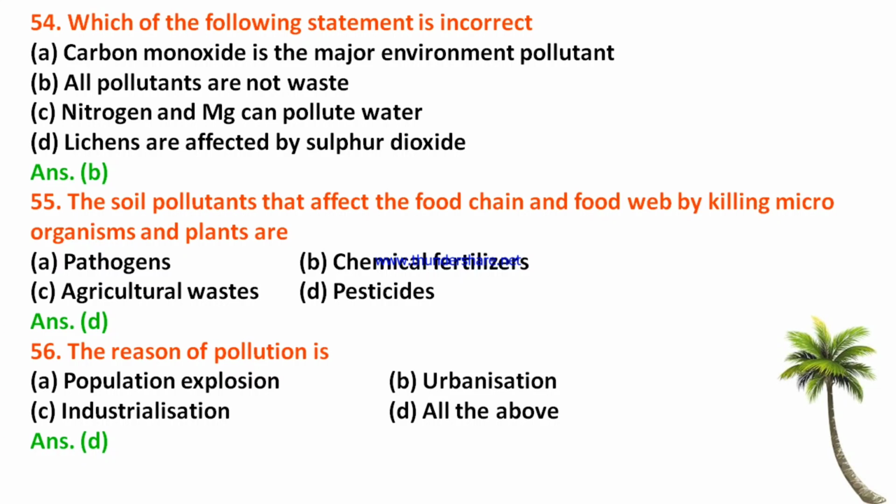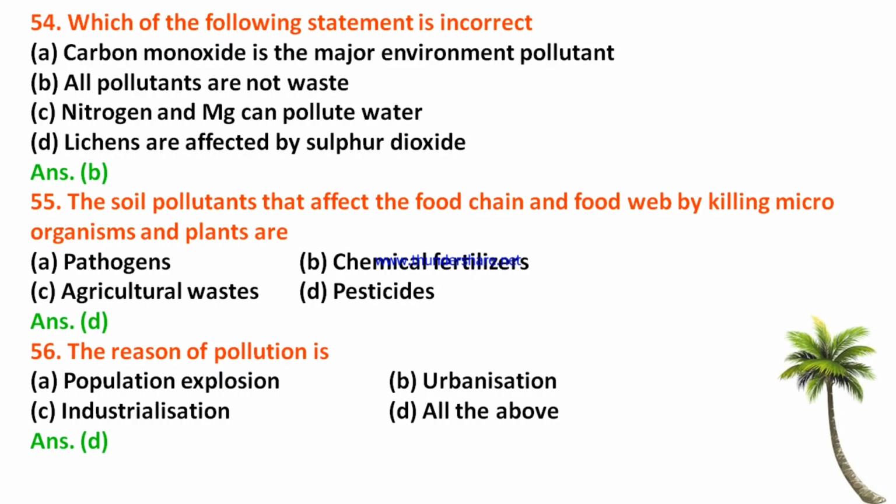Number 55 question. The soil pollutants that affect the food chain and food web by killing microorganisms and plants are pathogens, chemical fertilizers, agricultural waste or pesticides. And the correct answer is pesticides.